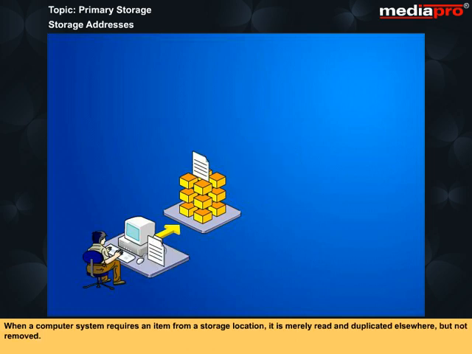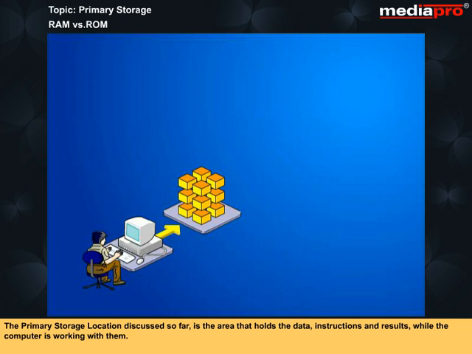When a computer system requires an item from a storage location, it is merely read and duplicated elsewhere, but not removed. So, retrieving an item from a storage location is non-destructive, while storing an item into a location is destructive. The primary storage location discussed so far is the area that holds the data, instructions, and results while the computer is working with them.